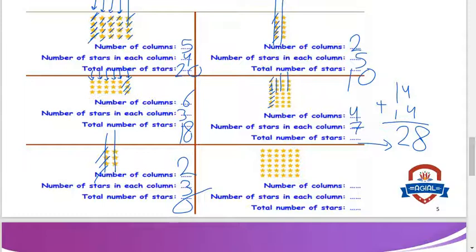Okay, number of columns. Columns go from up to down, but rows go from left to right. So in here we have 1, 2, 3, 4, 5, 6. So we will write in here 6. Number of stars in each column. How many stars in each column? 1, 2, 3, 4, 5, 6. So we have 6 stars in each column and we have 6 columns. So 6 by 6, it will be 36, and you can count.